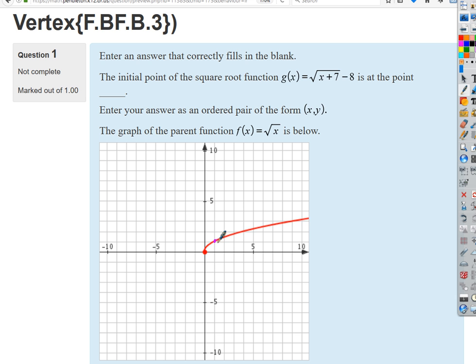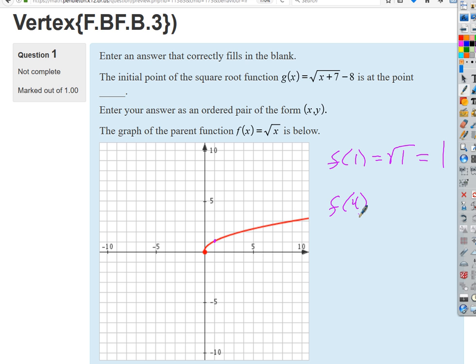Because if I go over 1 to the right, what I'm really doing to calculate the y value is taking f of x and inputting an x value of 1. So it's the square root of 1, right? f of 1 is the square root of 1, which is what? 1. Good. So we go over 1 and up 1, right? We would go over 4 and up how far? 4.